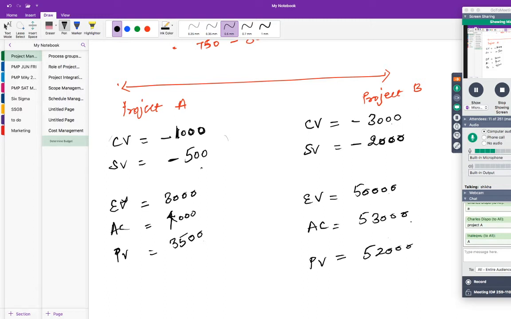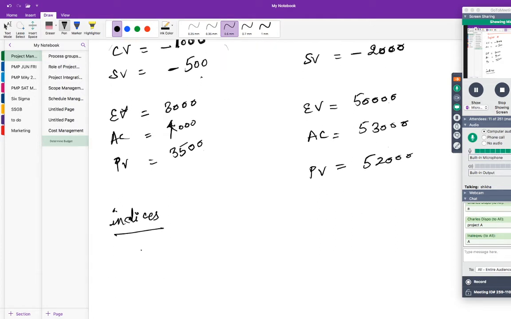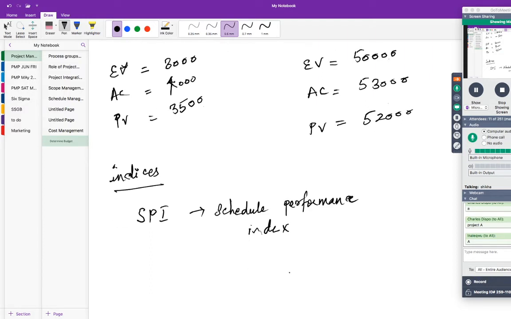You require proportion. So that's why we require indices. We require indices to understand the proportion, to understand on what. Okay, so we need to calculate indices. So there are two indices, SPI and CPI. Schedule performance index. Okay, so schedule performance index is calculated. What is the formula for schedule variance? What is the formula for schedule variance?